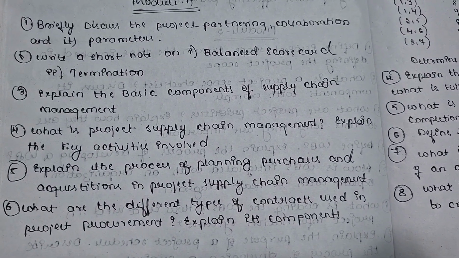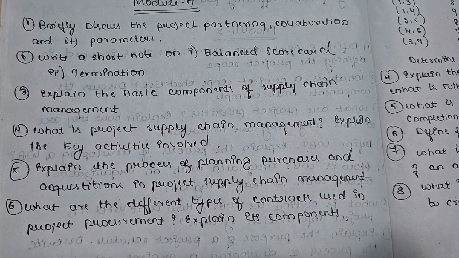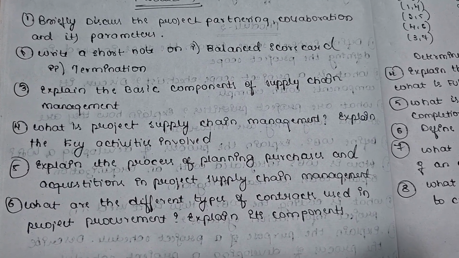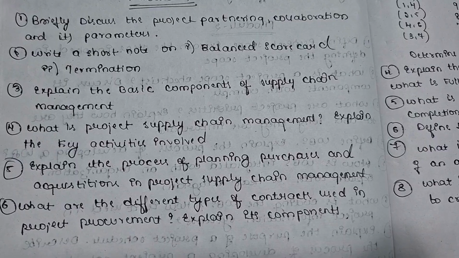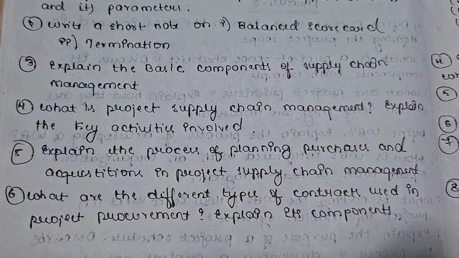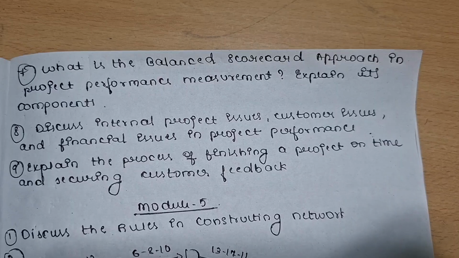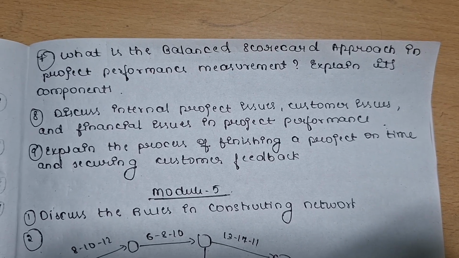Explain the process of planning, purchases and acquisition in project supply chain management. What are the different types of contracts used in project procurement? Explain its components. What is the balanced scorecard approach?